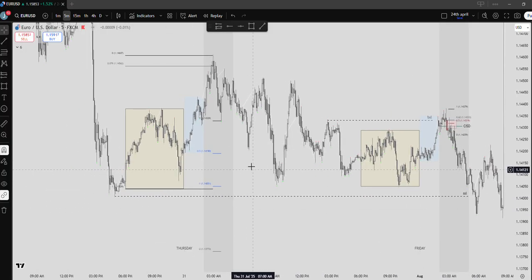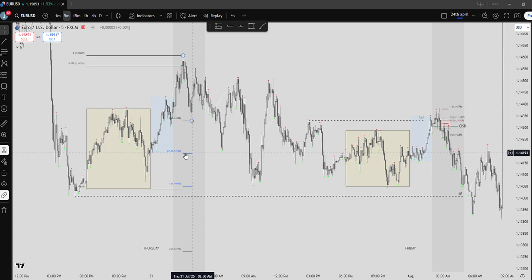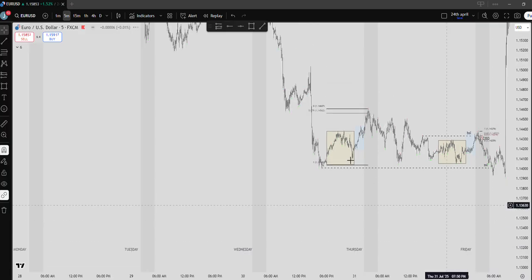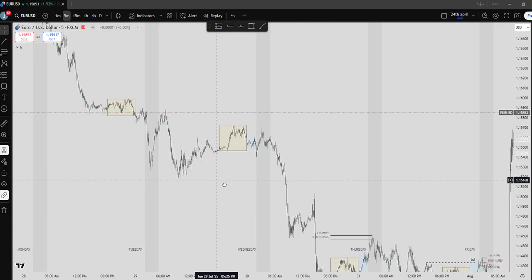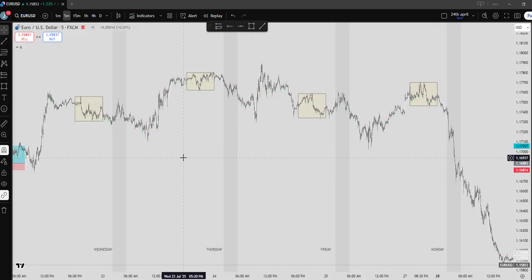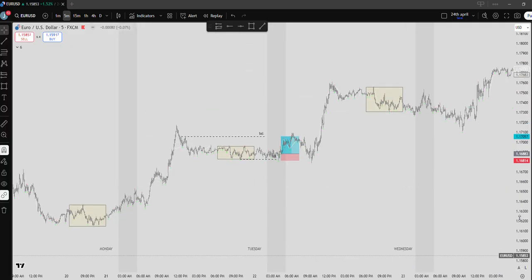Done. As well as that, you could see the 0.5 level. That was the start of the midnight open. Use that as a target, etc. There was another trade that was good for the extension targets. Yeah, back here.